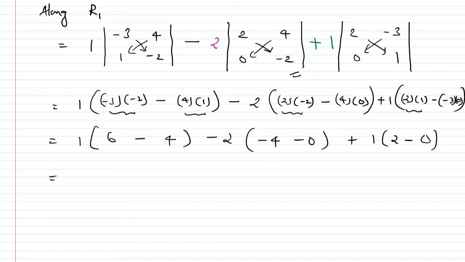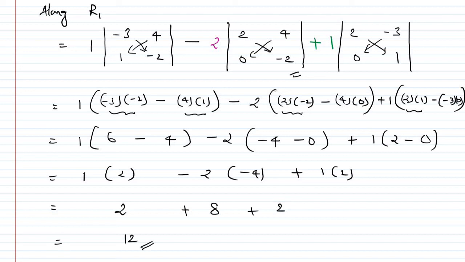Okay, 1 into 6 minus 4 is 2, minus 2 times minus 4, plus 1 into 2. So the result is 2 plus 8 plus 2. So the answer is 12. The determinant of this matrix is 12. Is it clear?